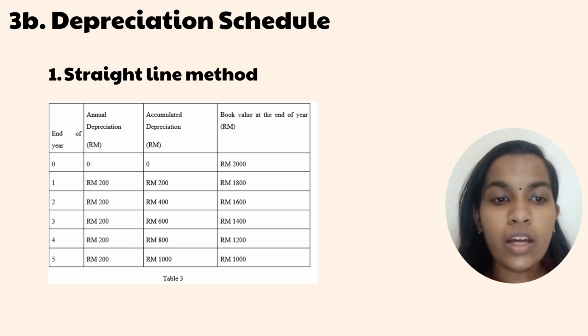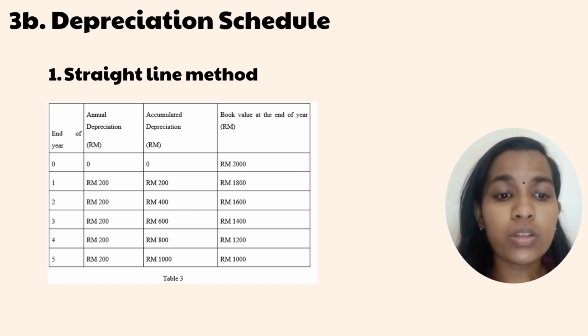So for straight line, the annual depreciation will be the same. We have to calculate the accumulated depreciation, where 200 plus 200 will be 400 ringgit in the second year. Same goes for the third year, fourth year, fifth year. So the fifth year will be 1000 ringgit. The book value at the end of the fifth year will be 1000 ringgit.